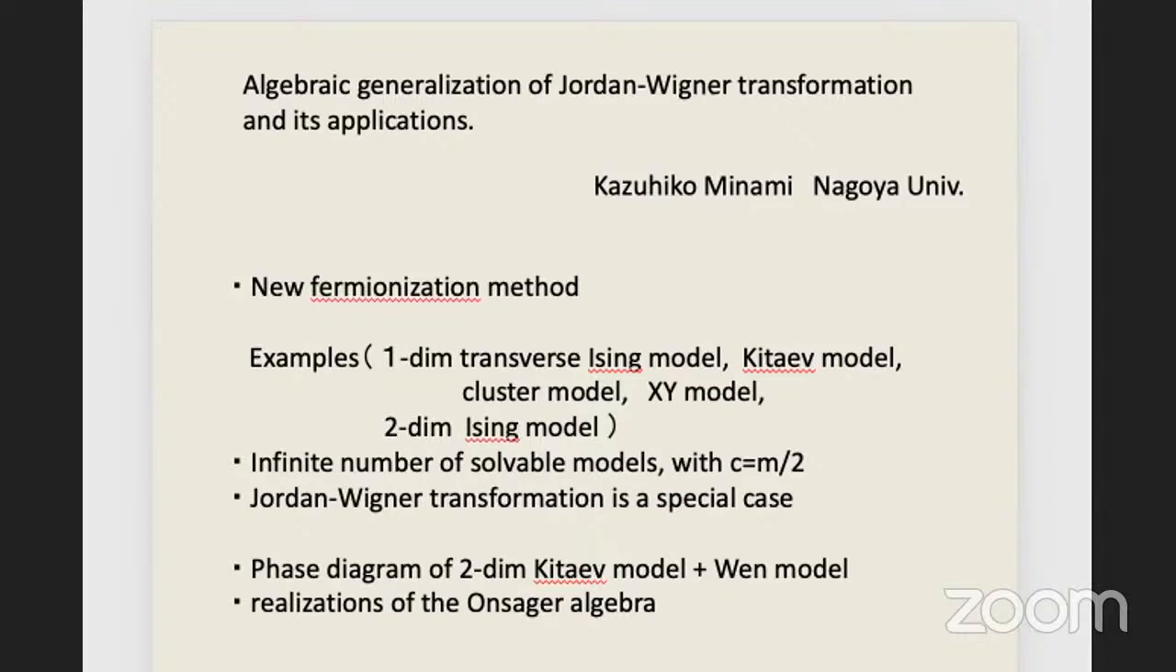A lot of important models can be diagonalized by this method, namely the one-dimensional transverse Ising model, the Ising chain or cluster model, the XY model, or the two-dimensional square lattice Ising model. And an infinite number of solvable Hamiltonians can also be obtained. We can also diagonalize the honeycomb lattice Kitaev model with the toric code interaction and find that anyon excitations appear. And we can also obtain generators of the Onsager algebra from our operators.